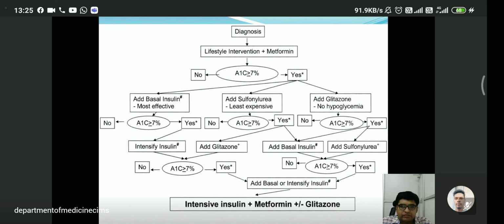Again, it is the same thing which we have discussed. First, we will diagnose the patient. After diagnosis, first lifestyle intervention will be done, like diet modification, physical activity, and behavior modification. And we will give the first-line drug, that is metformin. If the HbA1c level, which is glycated hemoglobin, comes under control, less than 7, then we can keep the patient here. If it is more than 7, then we have to add another drug. You can add insulin or an injectable directly, or you can add a second-line sulfonylurea, or any other drug.